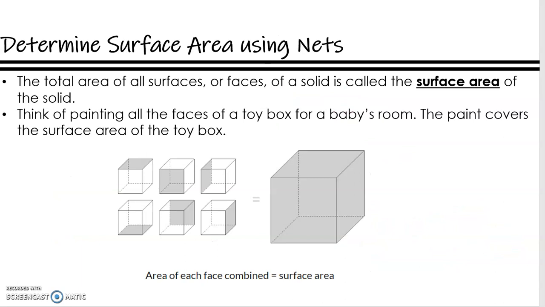Now let's talk about how to determine surface area using nets. The total area of all surfaces or faces of a solid is called the surface area. Think about if you were to find the area of each of these squares and add them all together. That would be the amount of space on the outside of a solid. Think of painting all the faces of a toy box for a baby's room. The paint covers the surface area of the toy box. You don't fill the toy box with paint, you put it on the outside. And again, that is on the surface, and it's the area of each combined face.